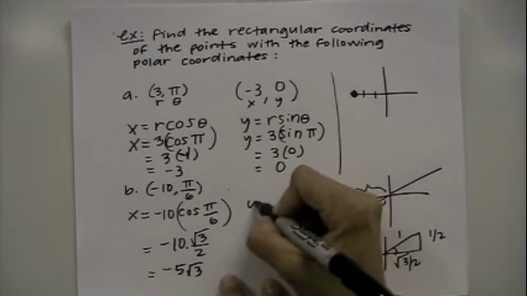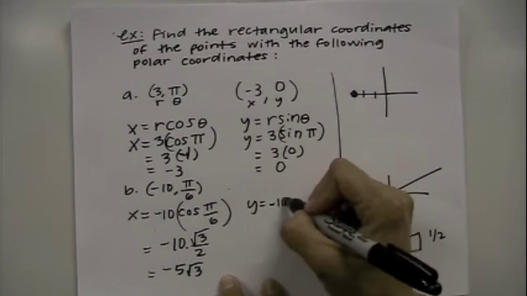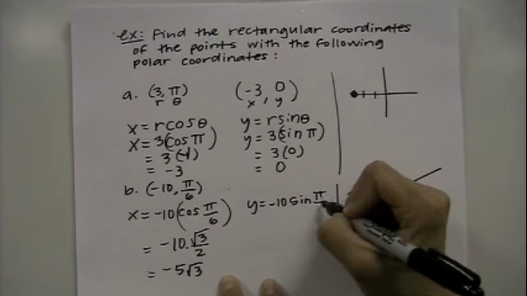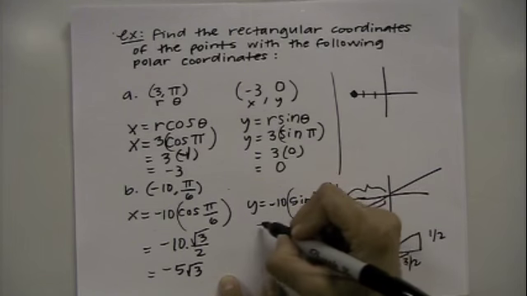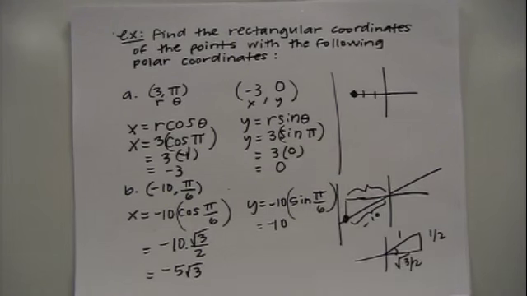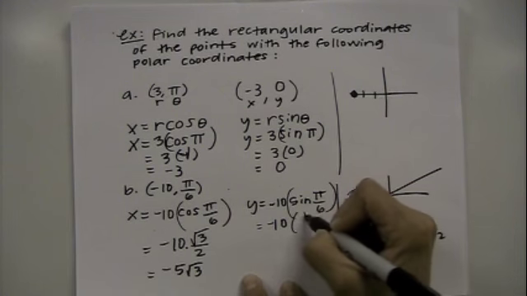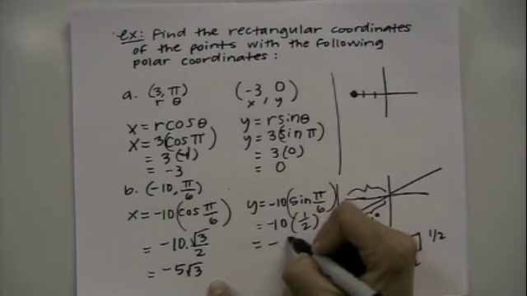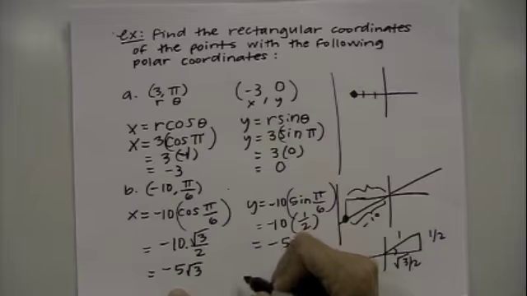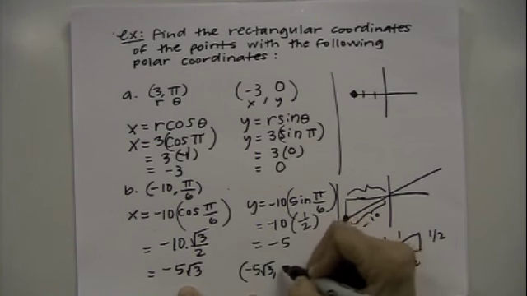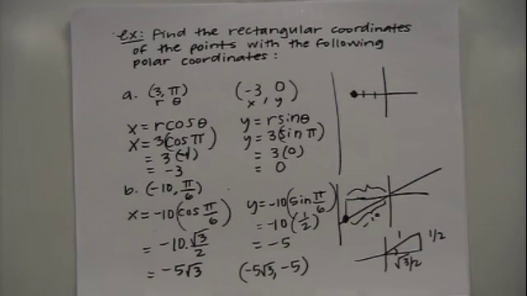We're going to do the same thing for y. Plug in -10, and it's sine of theta this time. Sine of pi over 6, going back to the same picture, sine is opposite over hypotenuse, so I get 1/2 over 1, which is 1/2. That reduces to -5. And so my rectangular coordinates in x, y would be -5√3 and -5.